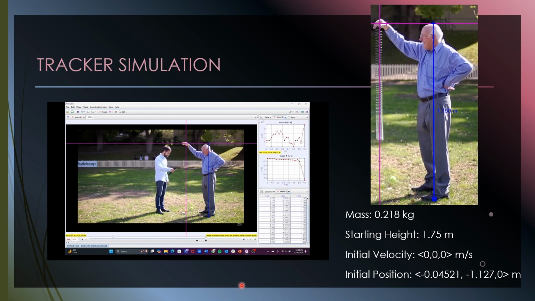Now, the Tracker simulation. We had our mass as 0.218 kilograms, our starting height of 1.75 meters, and our initial velocity is 0. Our initial position is a little bit off because of where I ended up putting my axis when I was defining them over here, but otherwise that is what we have. If we run this, you can see the simulation going, and it drops, and we can see in the simulation that the bottom is definitely staying there for a while.